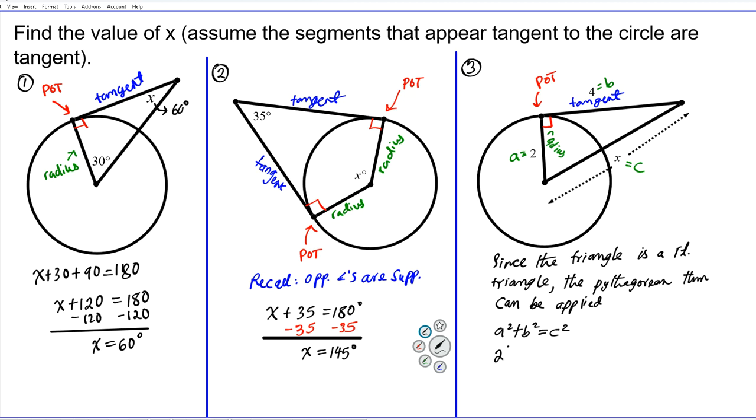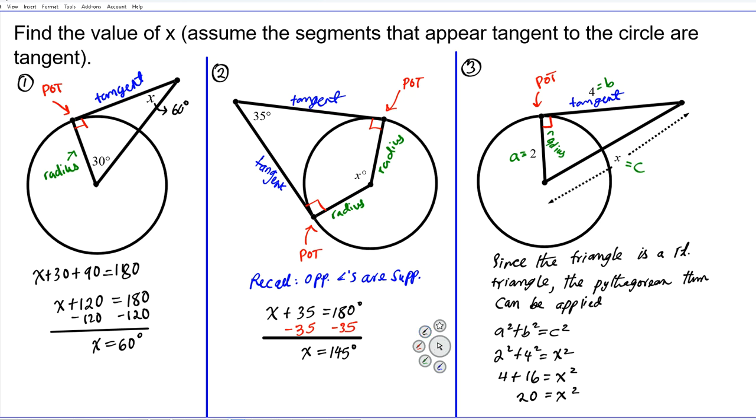A squared, we have 2 squared plus 4 squared equals C squared. We know what C is. C is x, so we might as well just put it in. So equals x squared. Then we simplify that. 2 squared is 4 plus 16 is equal to x squared. 4 plus 16 is 20. 20 is equal to x squared.